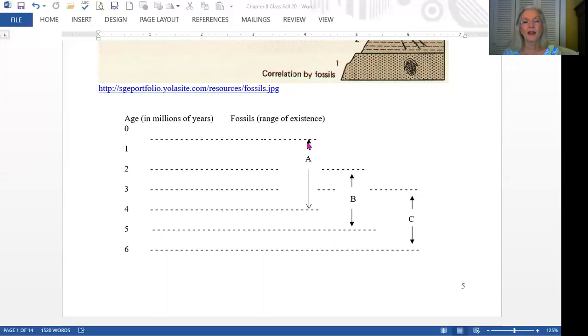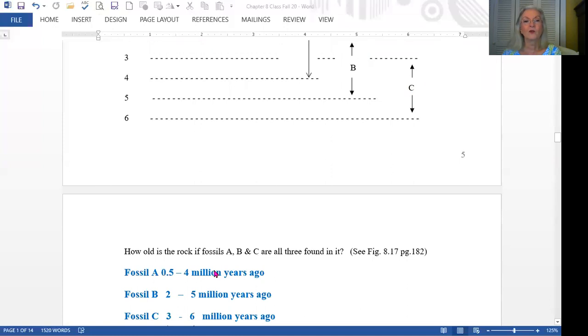So I looked at my arrows, I came down, down, down to the lowest up pointing arrow. That gave me the 3 million years ago. And I went up, up, up to the down arrow that was closest to the top, and that was my 4 million years ago. Sorry, I struggled to give it a name. So in the 3 to 4 million range, that's the age of the rock that contains all three of these fossils. So there's another way to do this.